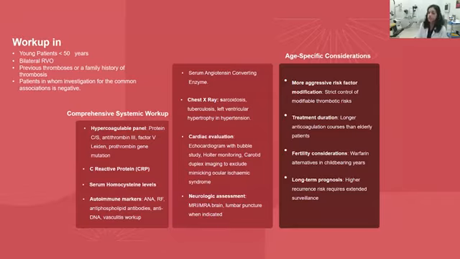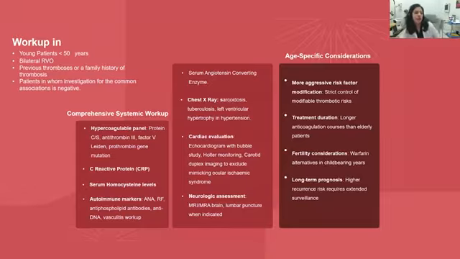So age-specific considerations are very important. More aggressive risk factor modification should be done in these patients. There should be a longer treatment duration in case needed, in case anticoagulation is needed. And fertility considerations are also important because sometimes OCPs and pregnancy itself can cause RVO. So we need to use warfarin alternatives in childbearing years. And long-term prognosis, there's a higher recurrence risk and it requires extended surveillance in these kinds of patients.